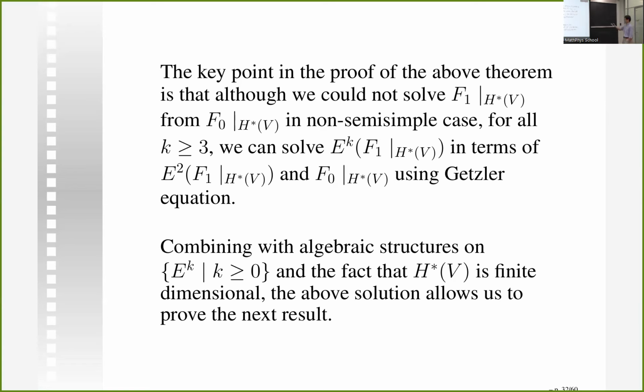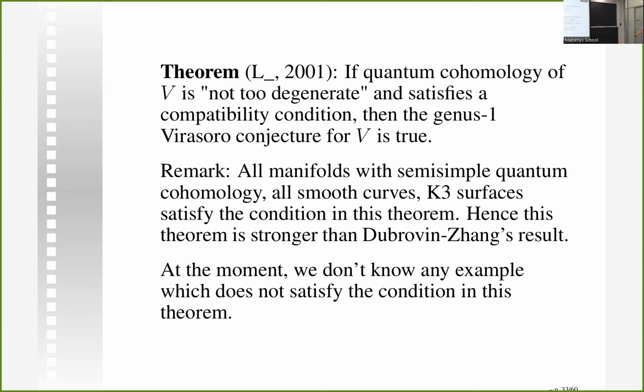Of course, if we combine these algebraic structures among these vector fields, and also the fact that the small phase space is really a finite dimensional vector space, we can actually prove the following result, which says if the quantum cohomology of this manifold B is not too degenerate, which I don't want to be too precise on because it's a little bit technical, and it also satisfies a compatibility condition, then the genus 1 Virasoro conjecture should be correct.